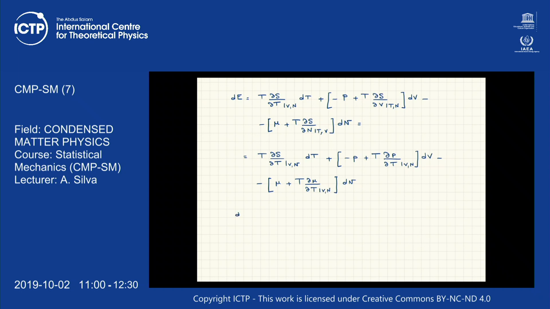Well, dE/dV at constant T and N is going to be, again, as we found before, minus P plus T dP/dT at constant V and N. Okay? It's just a matter of transforming derivatives into something useful. Now, for the ideal gas, what do we get?